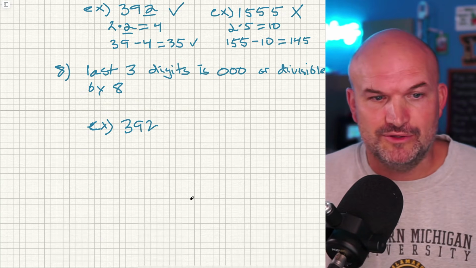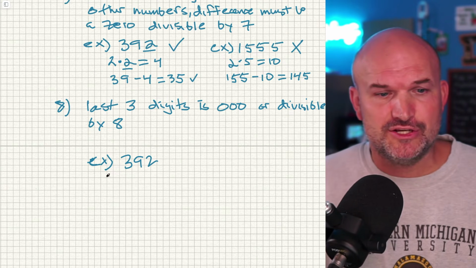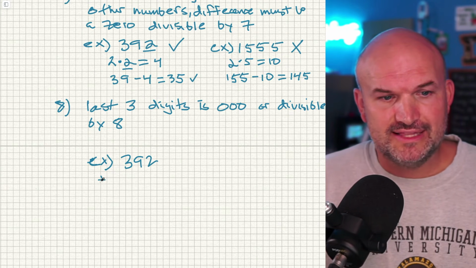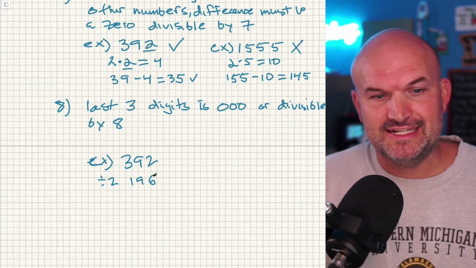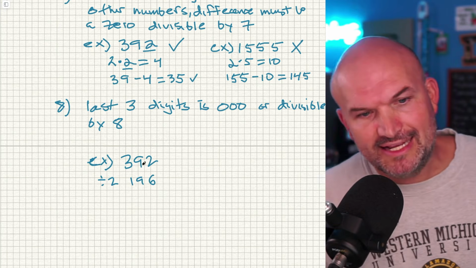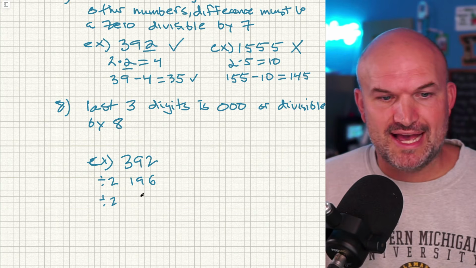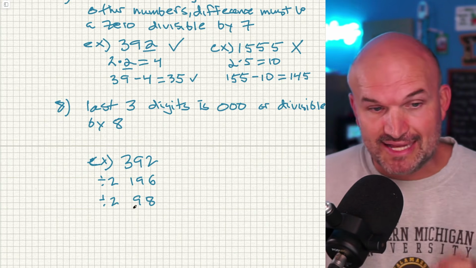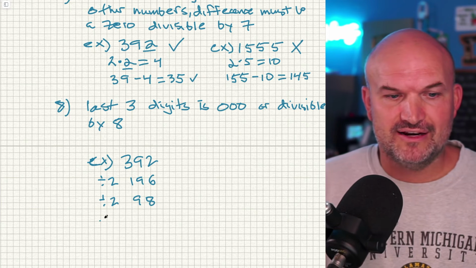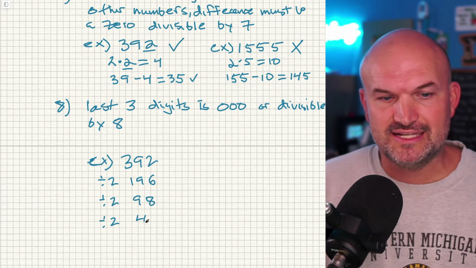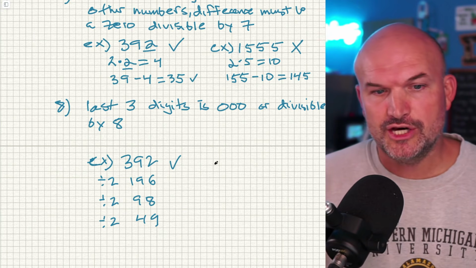So what I like to do to determine if this is divisible by 8 is just keep on dividing by 2. If I take this number and divide it by 2, that's going to give me 196, because 190 times 2 is 380, and then I have 12 more. Then if I divide that by 2 again, I'm going to get 98. To make sure this is divisible by 8, all I need to do is divide one more time, and 98 divided by 2 gives me 49. So we're good to go.